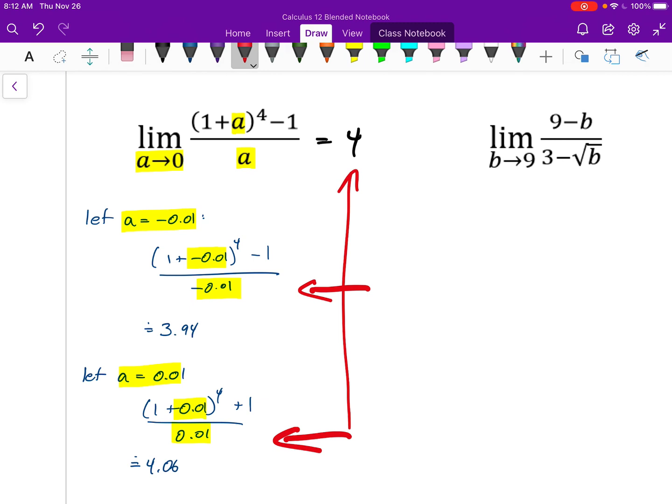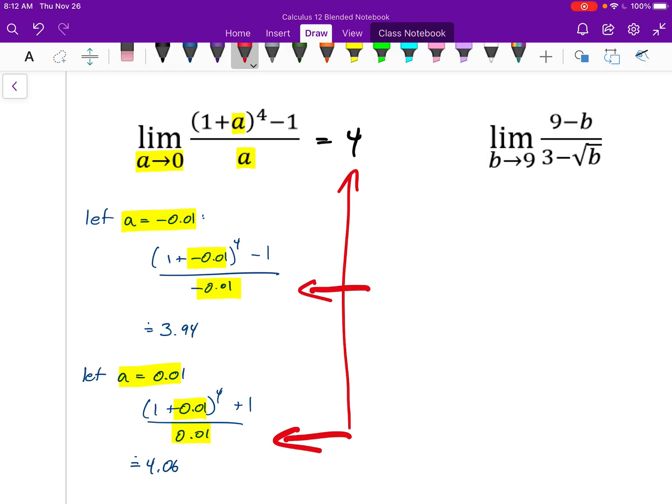Exactly. Now that's it. Do I know that for sure? No. Do I feel pretty good about it? I feel pretty good. If I want to feel better, right now I could just pick numbers even closer. I could substitute a with negative 0.000001 and positive 0.0001. Just realize there's no limit to how close you can get.